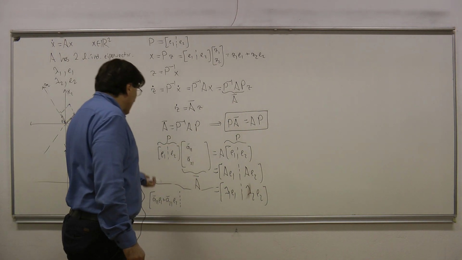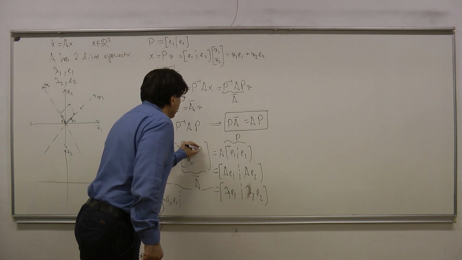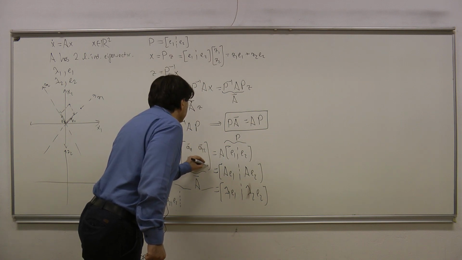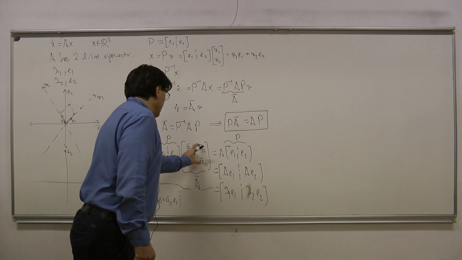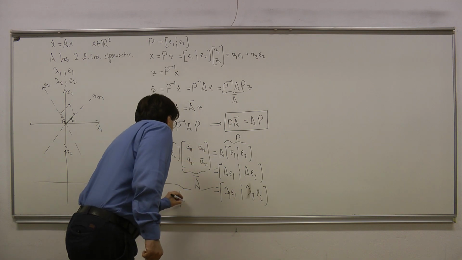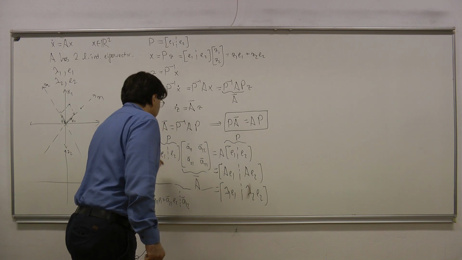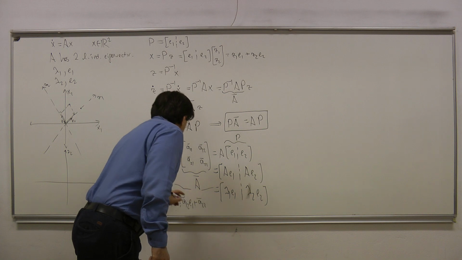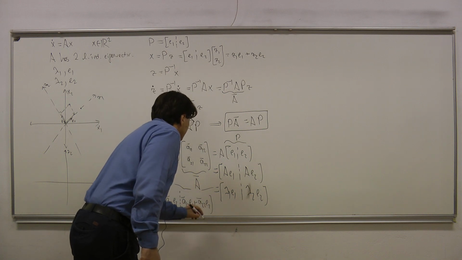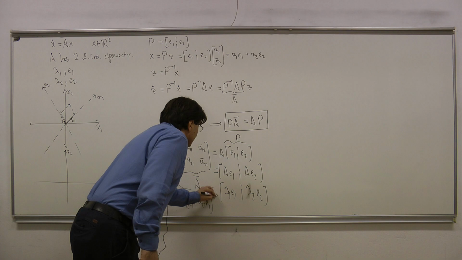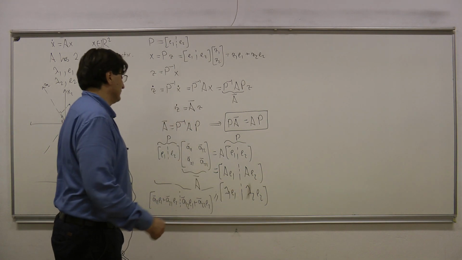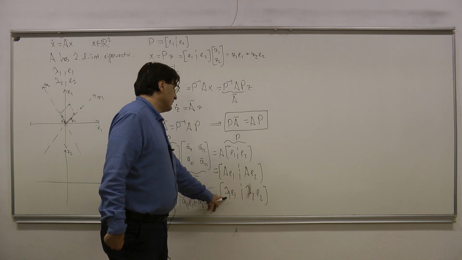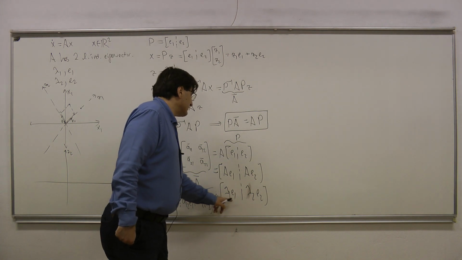And the second column is going to be what? If I put here these elements, A12 bar and A22 bar, then the second column is going to be A12 bar times E1 plus A22 bar times E2. Then I need to equate these two matrices. So you see that the first column on the right hand side is nothing but lambda 1 times E1.